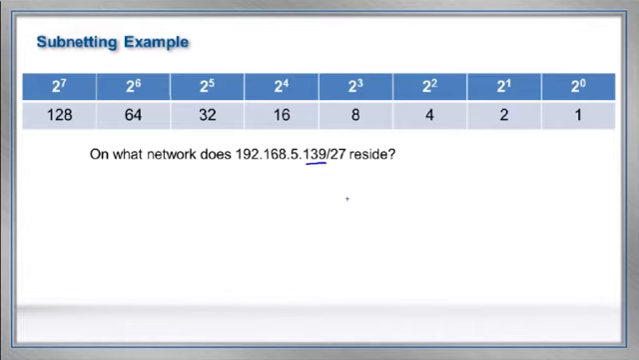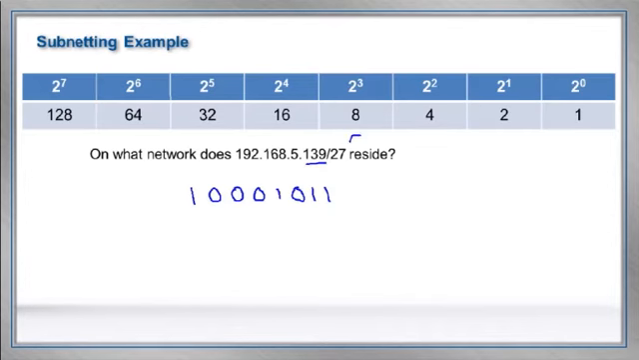So we take this octet of 139 and we convert it into binary. Just trust me, we are going to do this quickly because you already know how to do it. Here's what we get: 1, 0, 0, 0, and then 1, 0, 1, 1. That's 139 converted into binary.